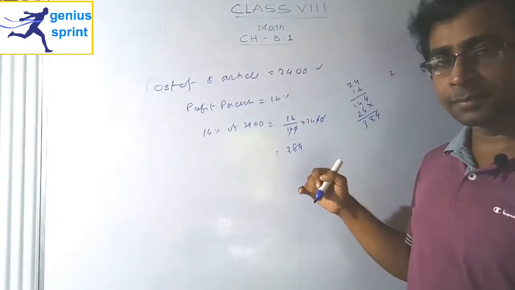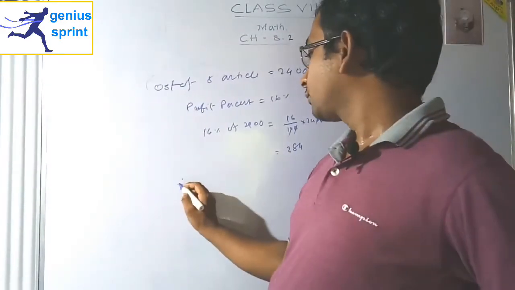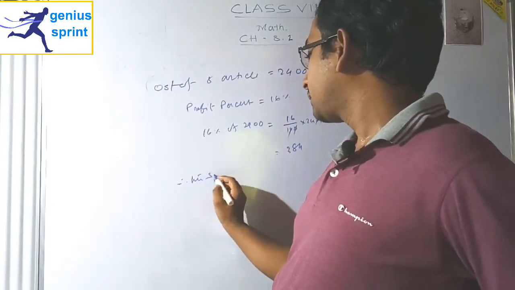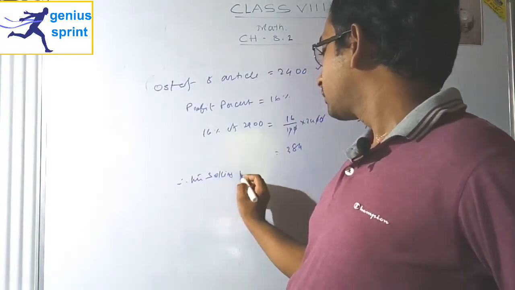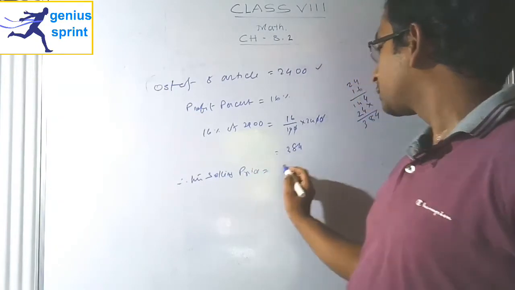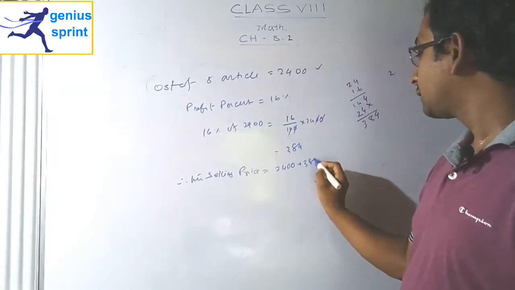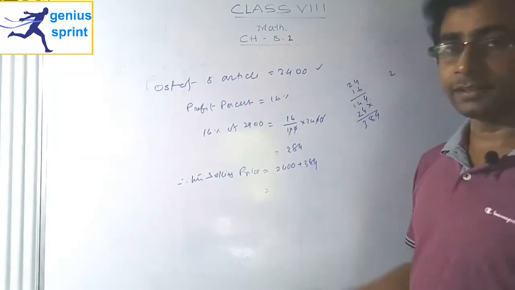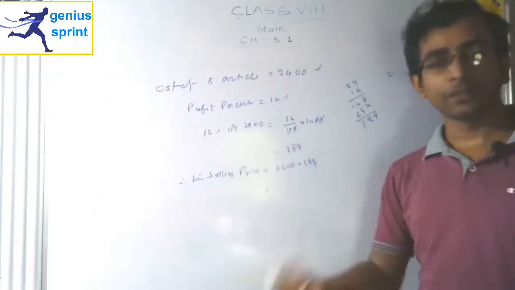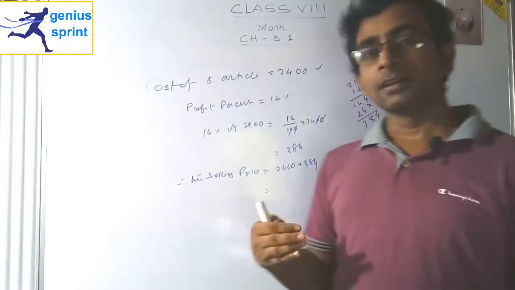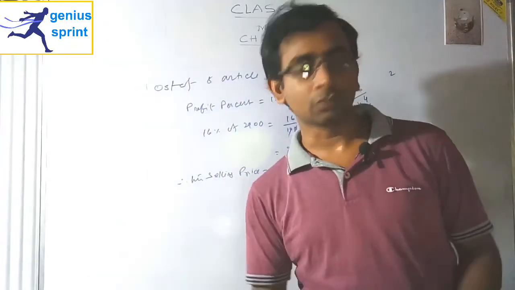But his cost price is this and gain is this, then what would be his selling price? Therefore his selling price is equal to 2400 plus 384, because he has gained. We know that after profit, the selling price should be greater than the cost price.